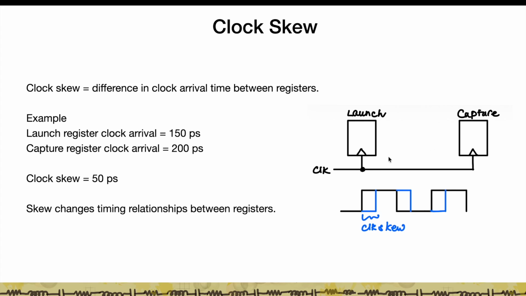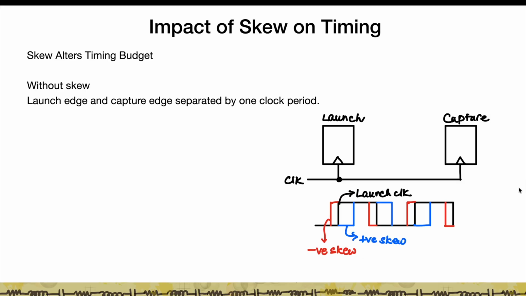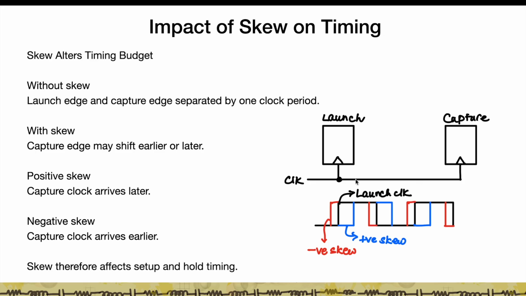Let's see how. In a perfect zero skew world, the capture flip flop's clock edge arrives exactly one clock period after the launch edge. That gives the data signal the full clock period minus setup time, of course, to travel through the combinational logic. Now introduce skew. If the capture flip flop's clock arrives later than the launch flip flop's clock, the gap between the two edges is now greater than one clock period. The data has more time to propagate. This is a positive skew. It helps setup timing.